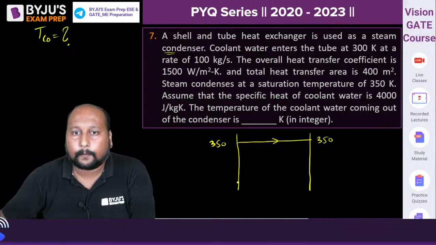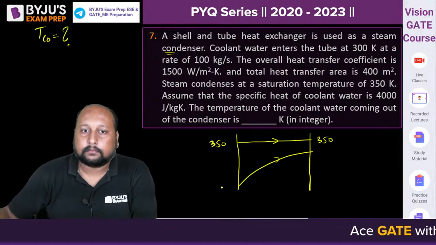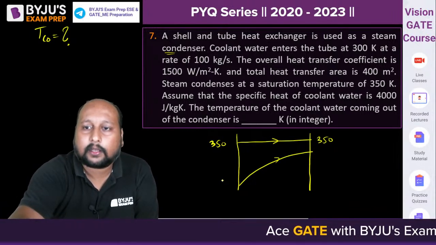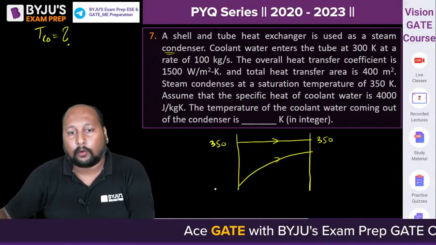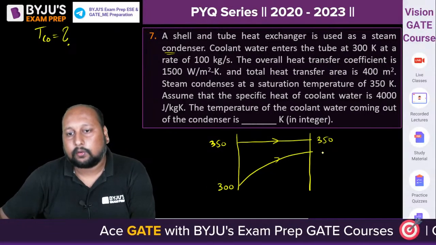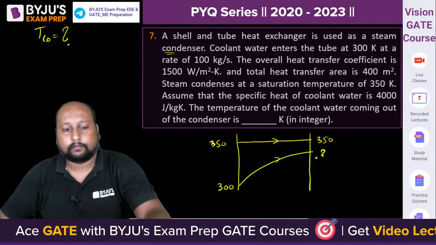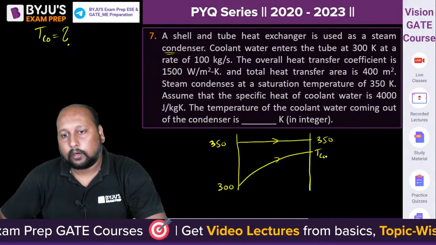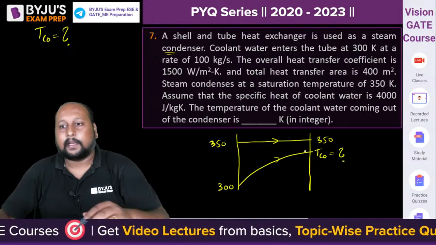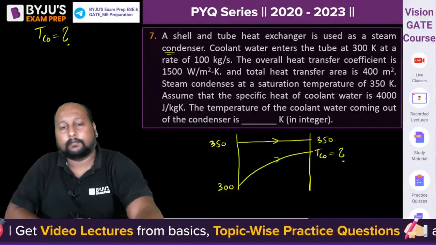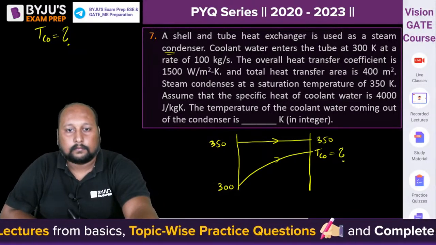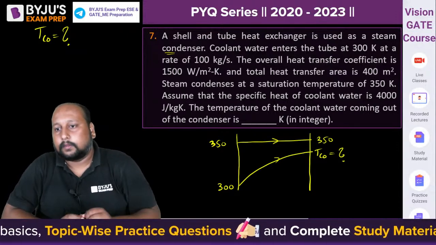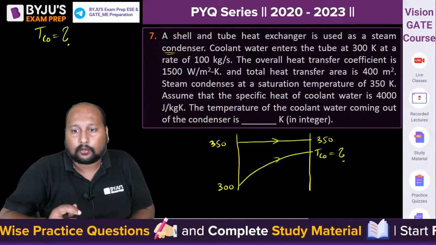This is your 350, degrees Celsius or Kelvin? Kelvin only. Okay. The coolant water enters at 300 Kelvin. So they're asking you this temperature, TCO. They're asking you the value of the cold outlet temperature. Okay, let's see who's going to give me the answer. Who's gonna give me the answer to this question?